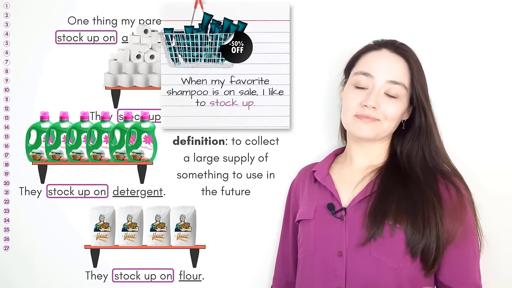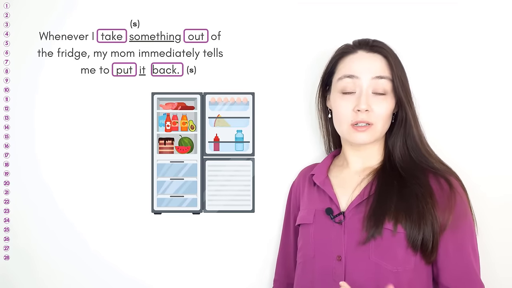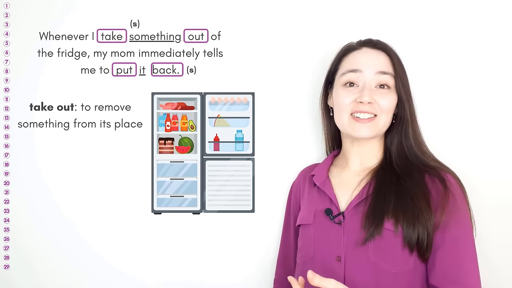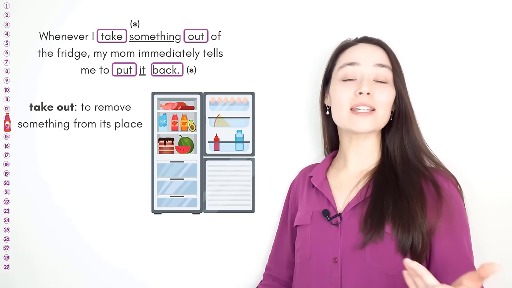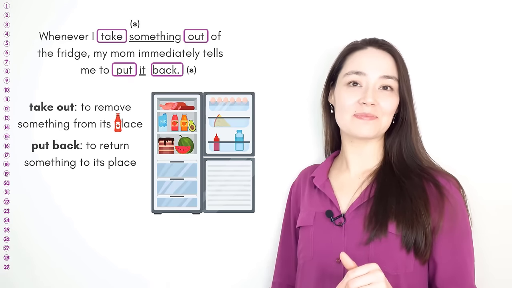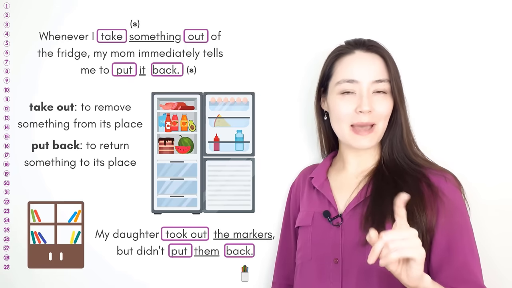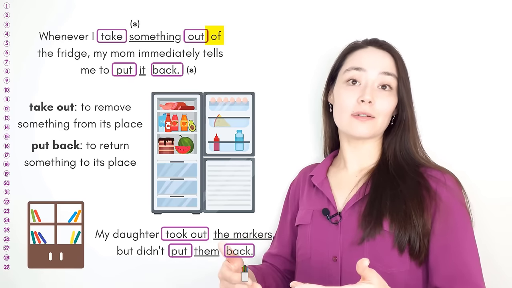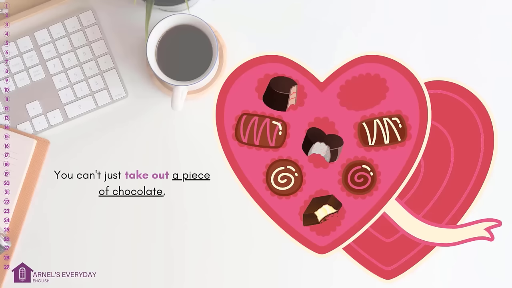You know, living at home isn't easy. Whenever I take something out of the fridge, my mom immediately tells me to put it back. Take out, definition, to remove something from its place. What's the opposite? Put back. My daughter took out the markers, but didn't put them back. So we can take something out, or we can take something out of plus place. You can't just take out a piece of chocolate, taste it, and put it back.